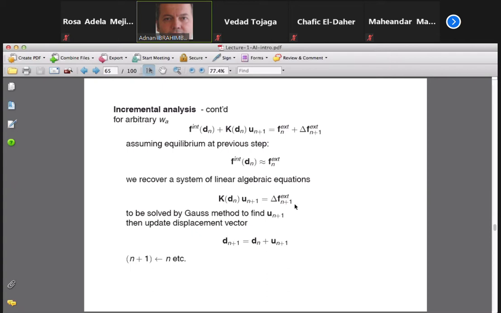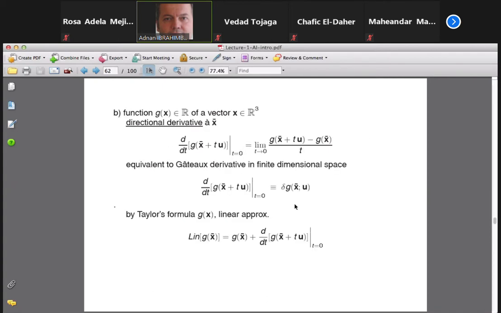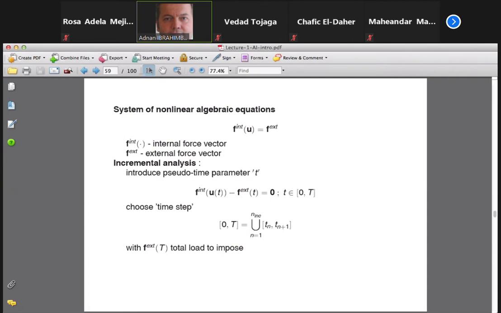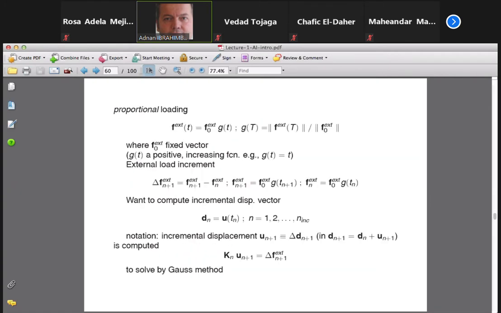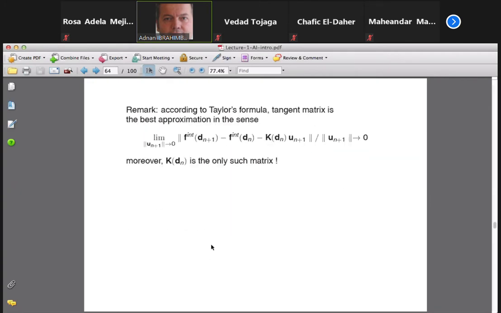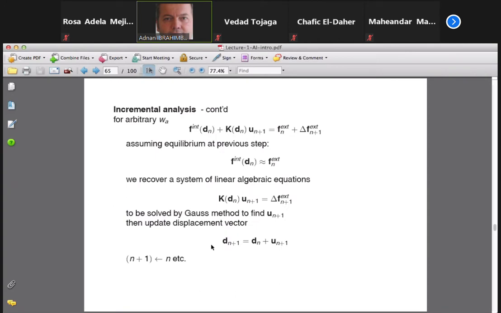But this equation is exactly the same as the equation that I was solving for the linear analysis when I said I want to solve K u equals f. The only difference is that for linear analysis there was only one stiffness, u was the total displacement, and f external was the total force that I applied. And then I apply, of course, the Gauss method using all the steps that I just explained. So now in the incremental analysis, I take the same steps, only applied independently for each and every increment.